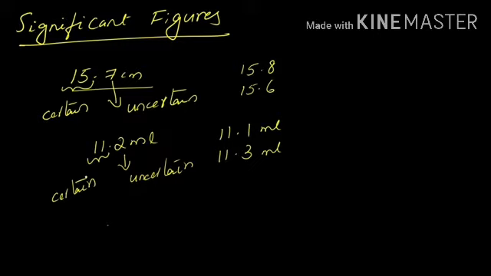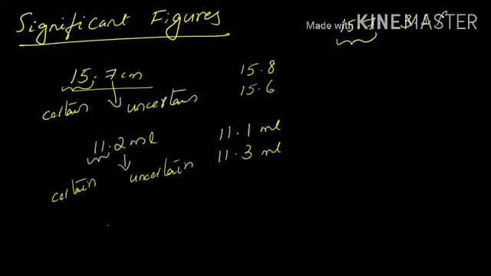So how can we indicate this uncertainty in the measurement? We can indicate the uncertainty in the measurement using the significant figures. Find out the number of significant figures, which will indicate the uncertainty in the measurements. Now, how can we find out the significant figures? The last digit in the significant figures will be the uncertain value in a measurement.